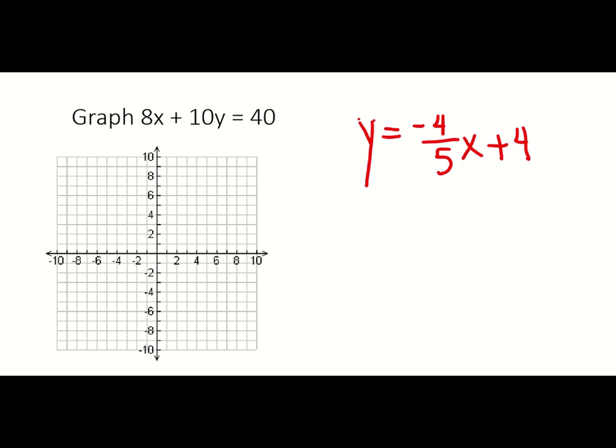So we want to graph 8x plus 10y equals 40. So using our slope-intercept form that we just found in the previous example, y equals negative 4 fifths x plus 4, we're going to pick out our slope and our y-intercept and create our graph of this line. So based on our slope-intercept equation, the slope's negative 4 fifths. The y-intercept's at the point 0, 4.